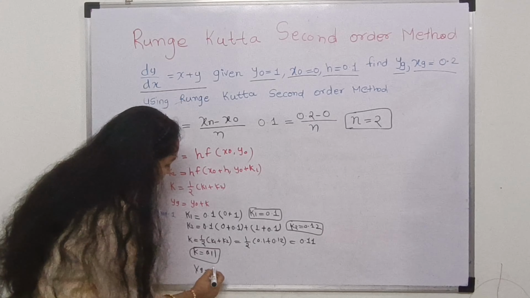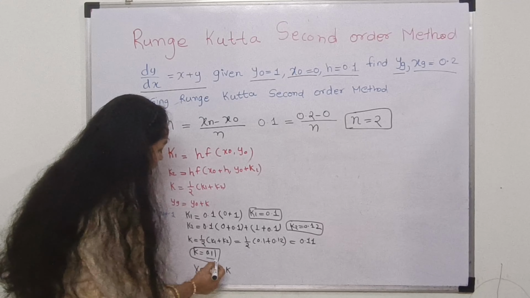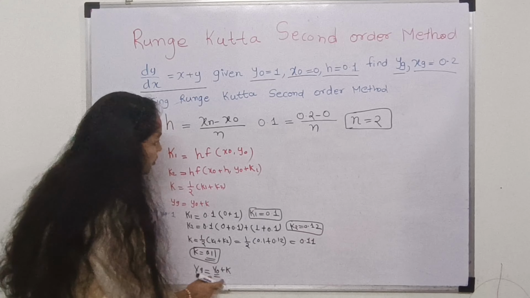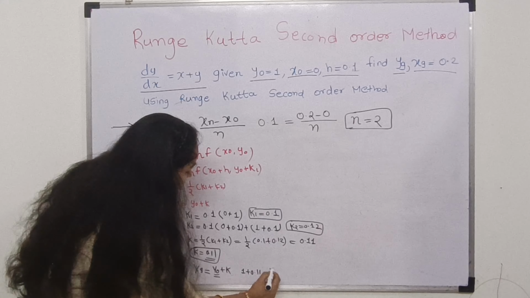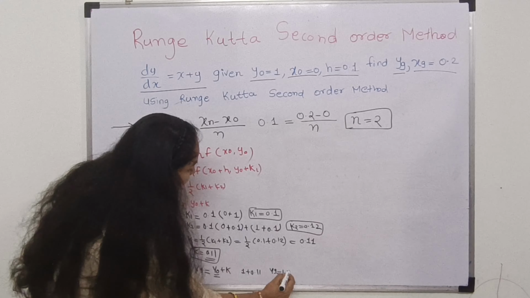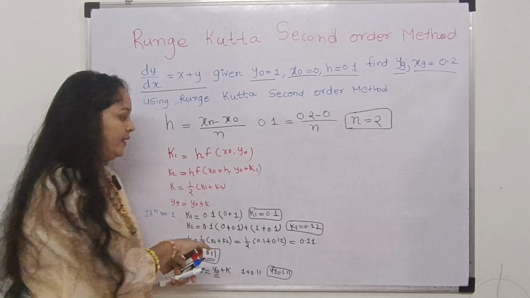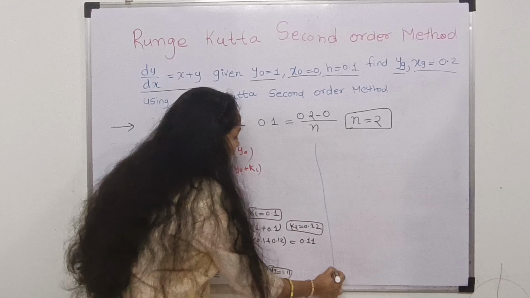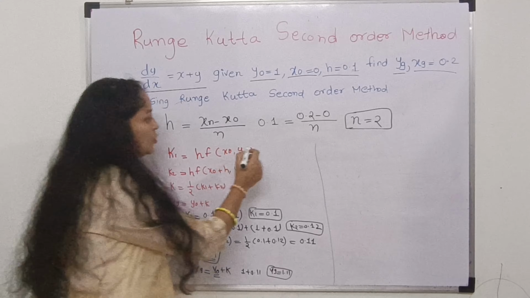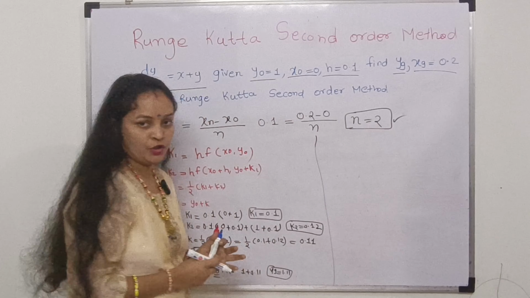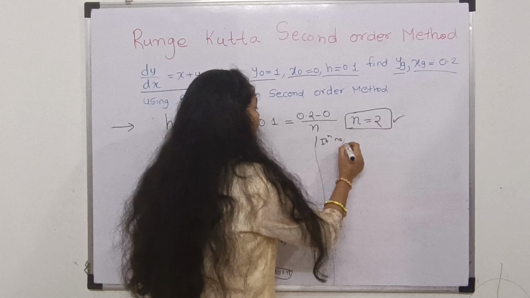Calculate Yj, that is equal to Y0 plus K, right? So now you have to put the Y0 value, which is 1. 1 plus 0.11. So you are getting the Yj value 1.11, right? It becomes 1.11. Now let us start iteration number 2, because accordingly you are supposed to go for 2 iterations, right? So just start iteration number 2.